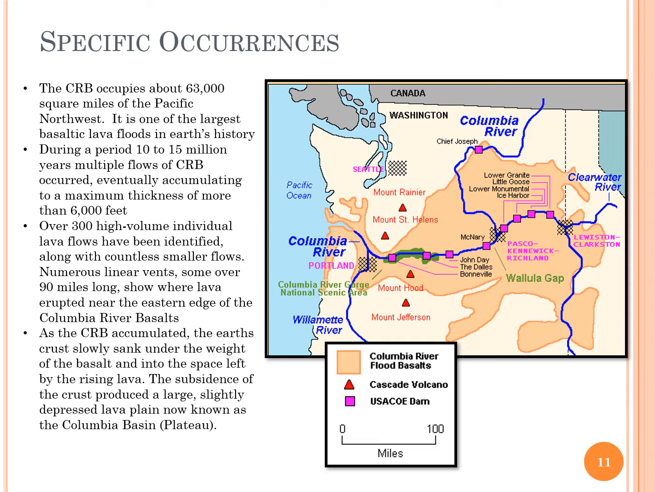You can see they occupy about 63,000 square miles, huge, one of the larger basalt flows in the Earth's history, occurring fairly recently geologically, only 10 to 15 million years ago. And as I said, in places they can have flows go quite thick. This says 6,000, as I mentioned. Other places, perhaps as thick as 10,000 feet.